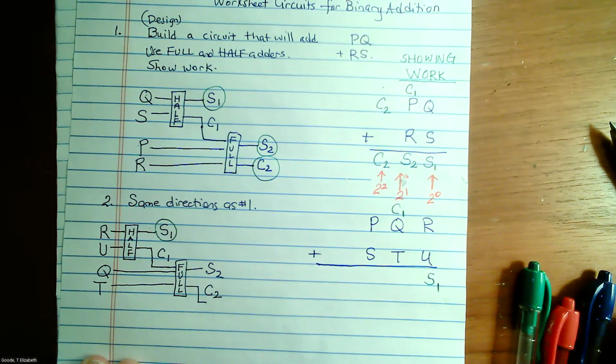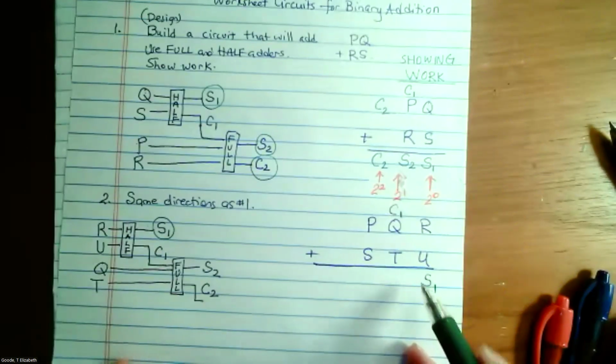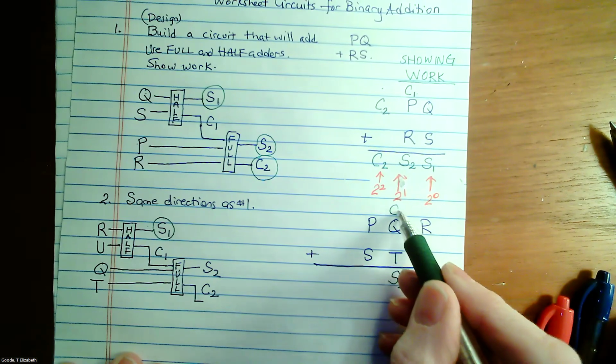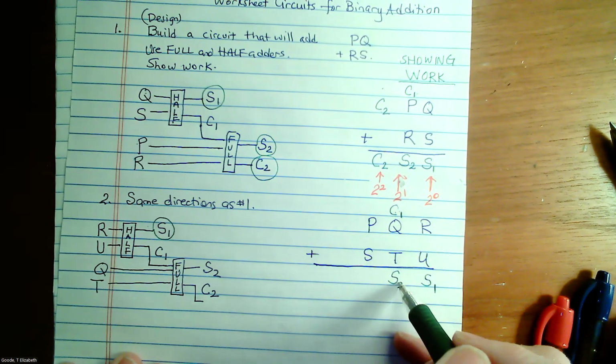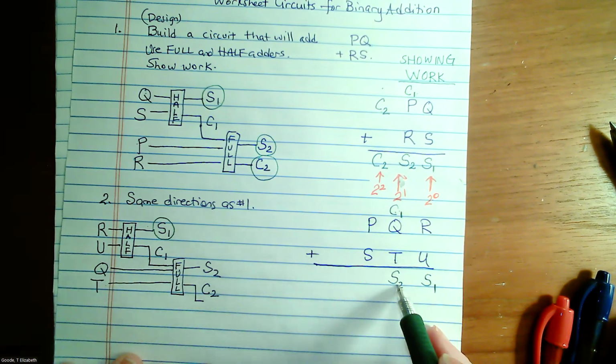All right, let's go over and show our work. Where does the S2 belong here? Underneath T. That's right, because the sum digit stays in the column with the digits whose addition generated it. And S2 was generated by C1, Q, and T being added, so it stays in that column.